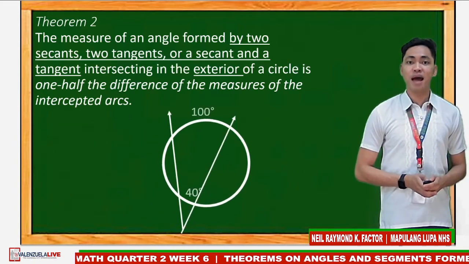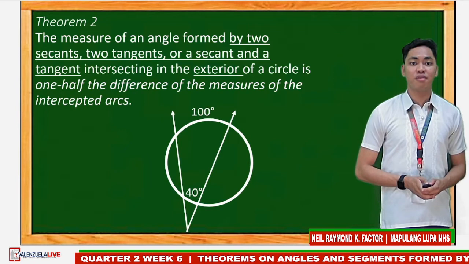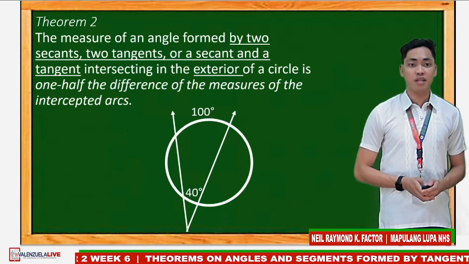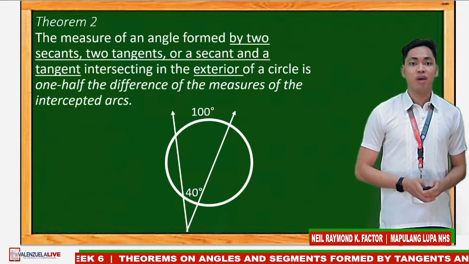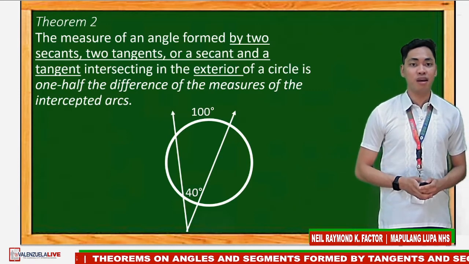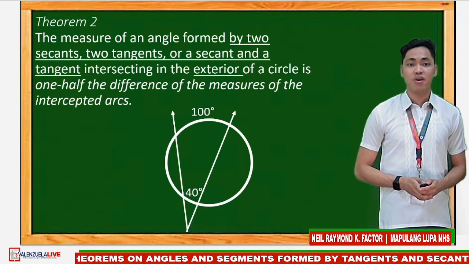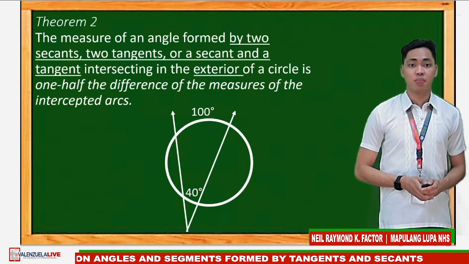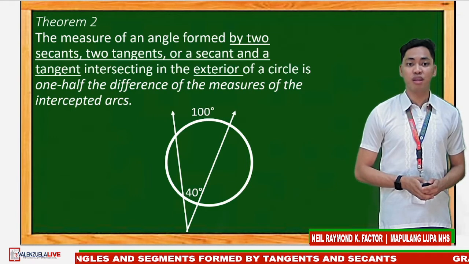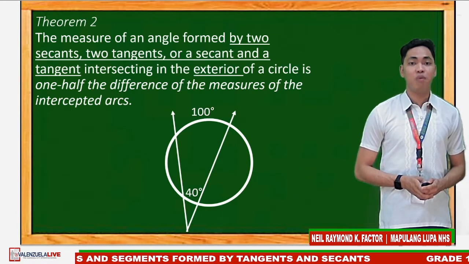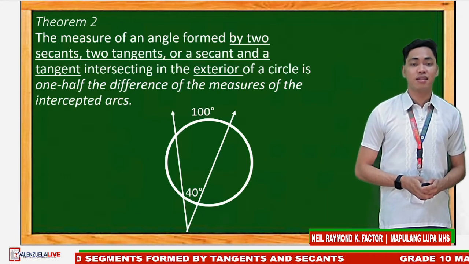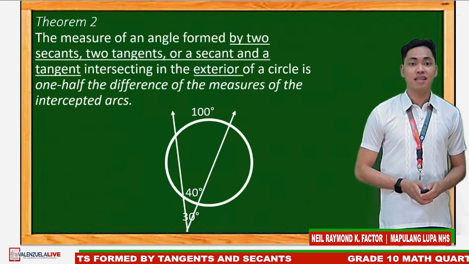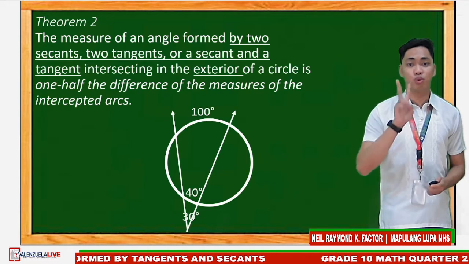So for example, we have the bigger arc here, which is 100 degrees, while the smaller arc is 40 degrees. To get the measure of the angle formed by the intersection of the two secants, we need to subtract the measures of the two arcs. So 100 minus 40, that is 60 degrees. And we get half of the difference. 60 divided by 2 is 30 degrees. That's how you apply theorem number 2.